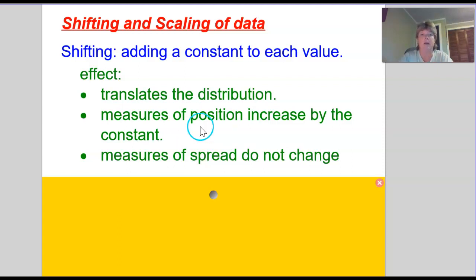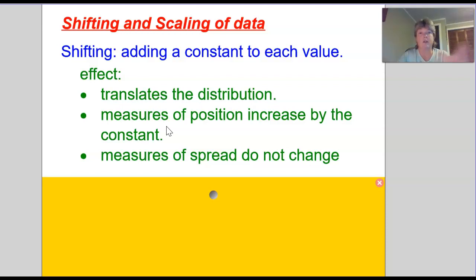So what's happening here is all measures of position, so anything that's measuring center or the quartiles, those are going to increase or decrease by that same constant. But measures of spread don't change because, again, the whole histogram is just shifting back and forth. It is not any more spread out than it was before.